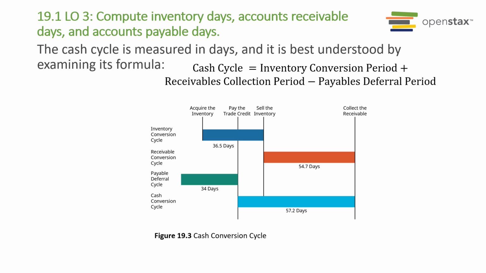In this example, the inventory conversion cycle is when you acquire the inventory, pay the trade credit, and sell the inventory, which is 36.5 days. The receivable conversion cycle, in this example, is from the time you sell the inventory to when you collect the receivable, which is 54.7 days. The payable deferral cycle is the time from when you acquire the inventory up until when you pay the trade credit, which is 34 days. The cash conversion cycle, then, is equal to 57.2 days, which is the time between when you pay the trade credit and collect the receivable.